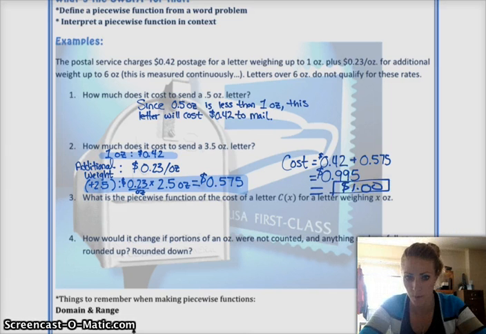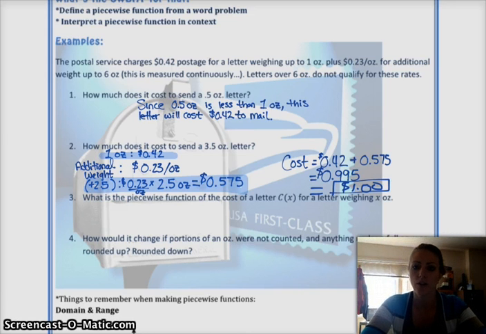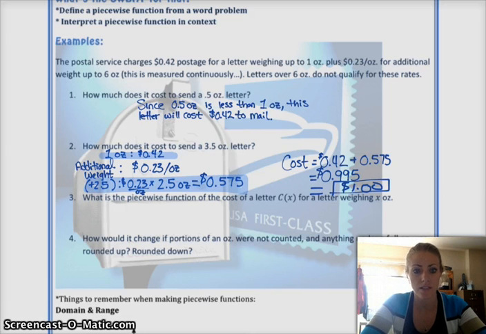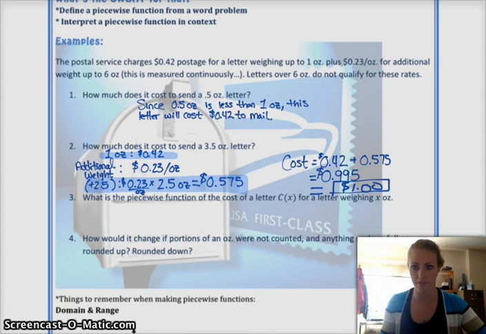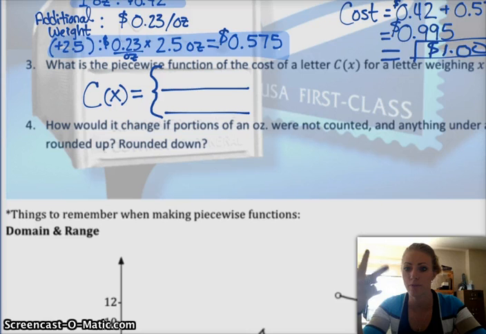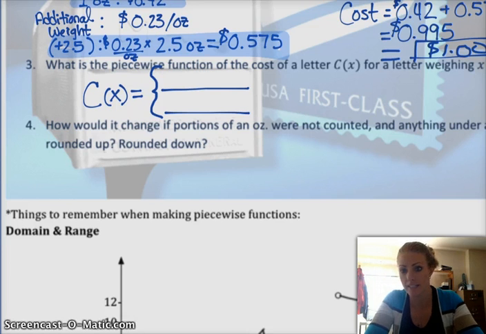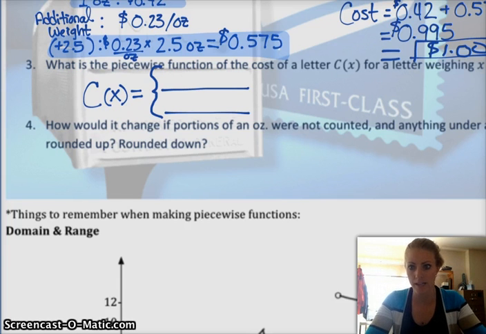Next question says, what is the piecewise function of the cost of a letter weighing X ounces? Your independent variable is the number of ounces, and your dependent variable is cost. So I'm going to start with cost equals, and a bracket, because we know it's piecewise, so we're going to need a bunch of pieces. In this case, we have 2 different scenarios. The first one is the letter is less than an ounce, and therefore it is 42 cents.